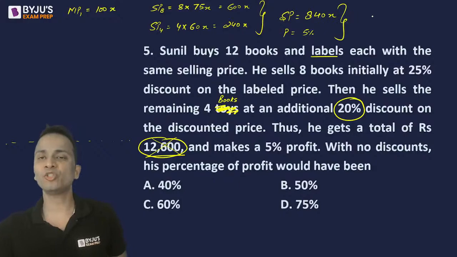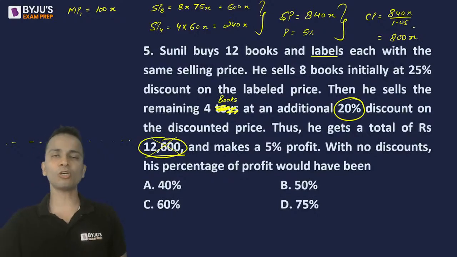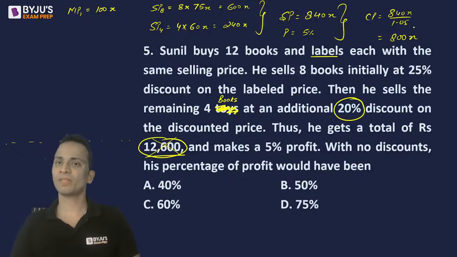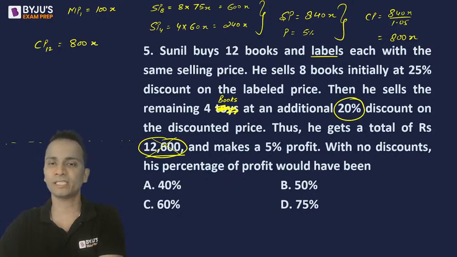Now, selling price is 840x at a profit of 5%. So combining these two, I can say that the cost price will be 840x divided by 1.05, and that will give you 800x. So the total cost price of these 12 books is 800x.